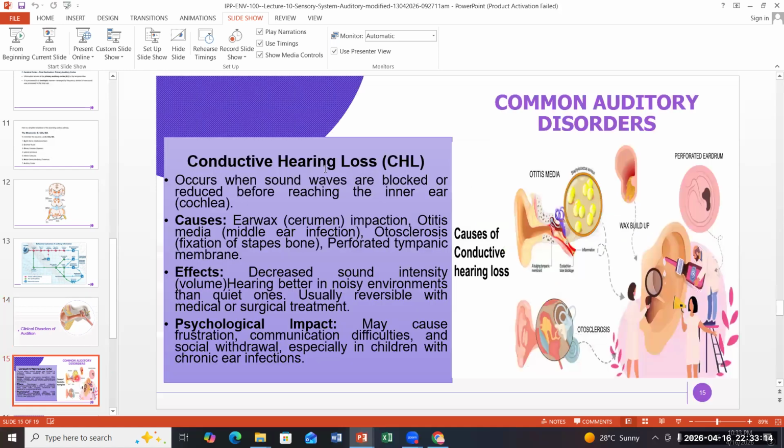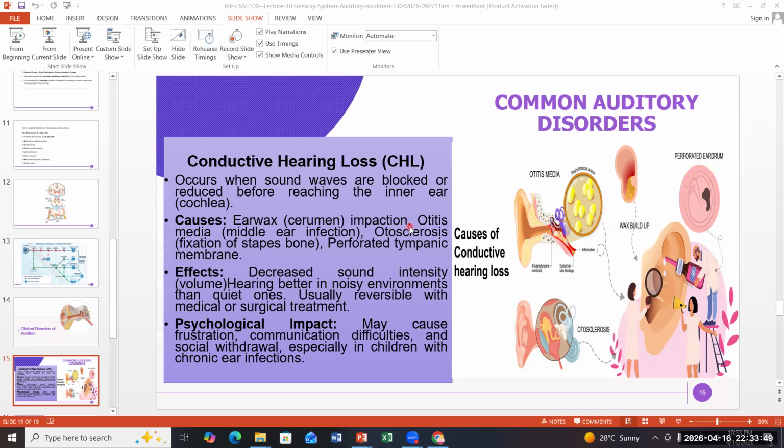Okay, so the first disorder we are going to discuss is conductive hearing loss. In conductive hearing loss, the sound waves pathway is blocked or reduced, so the sound waves are not reaching the cochlea. There can be different reasons for it. Maybe earwax impaction has occurred, some earwax has been collected, and that can definitely be cleaned with the help of an ENT specialist.